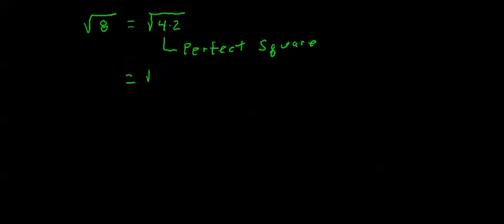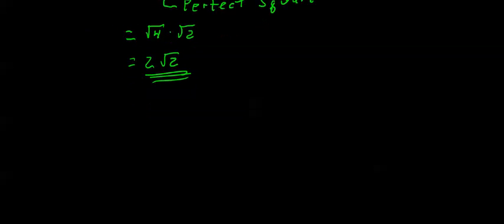What we want to do is write 8 as a product of a perfect square and some other factor. 4 is a perfect square. And then we can break this down to the square root of 4 times the square root of 2. The square root of 4 is 2. We get 2 square root of 2. This is simplified.